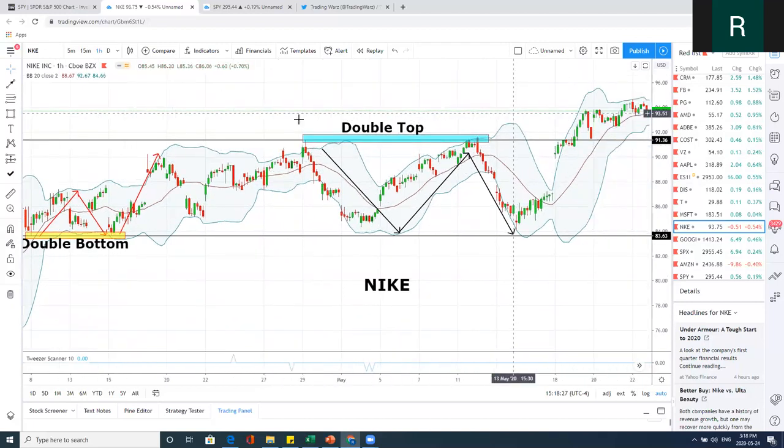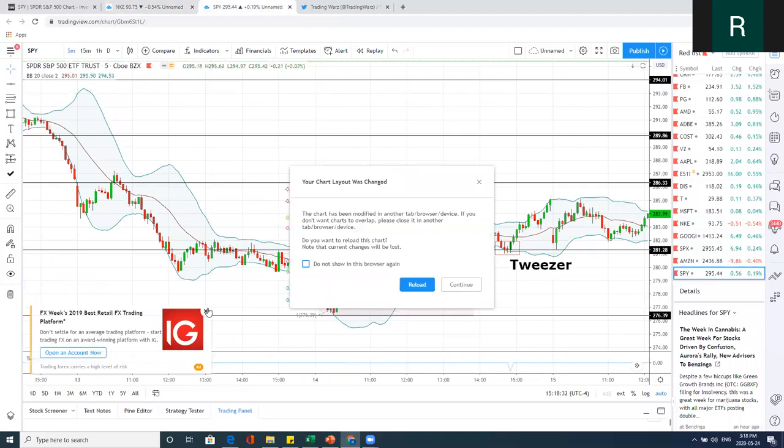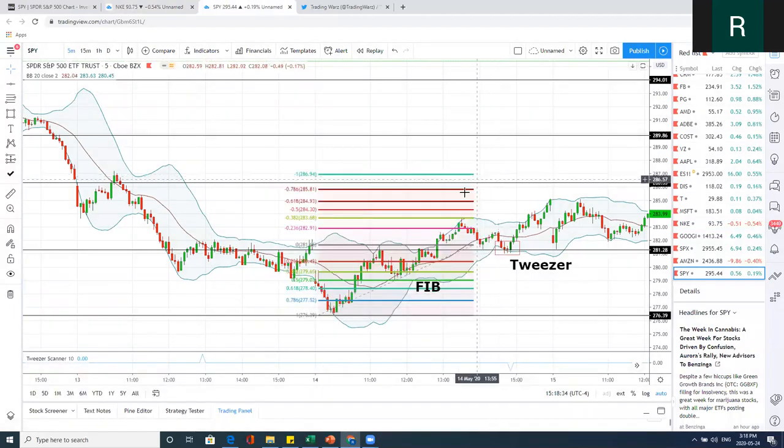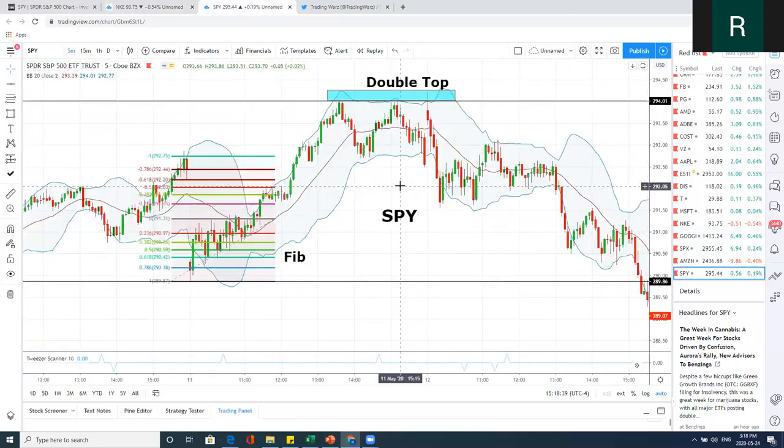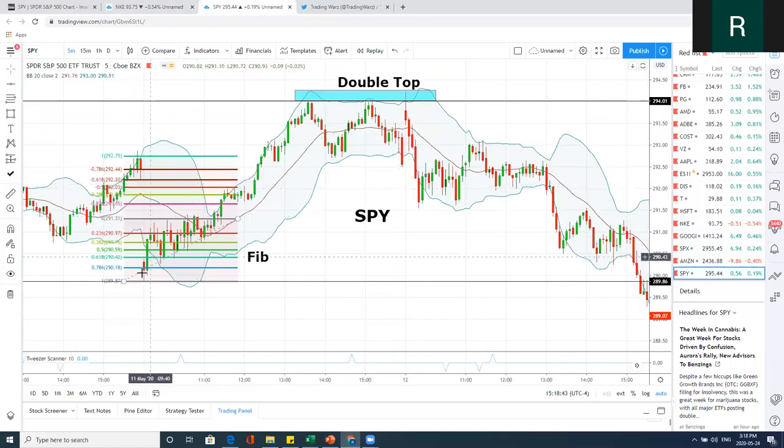Okay, so moving on to our final example, get rid of all these pop-ups, guys. We are looking at SPY, and we're looking at a 5-minute chart for some day trading opportunities. Okay, so we're going to start off with a Fibonacci setup.